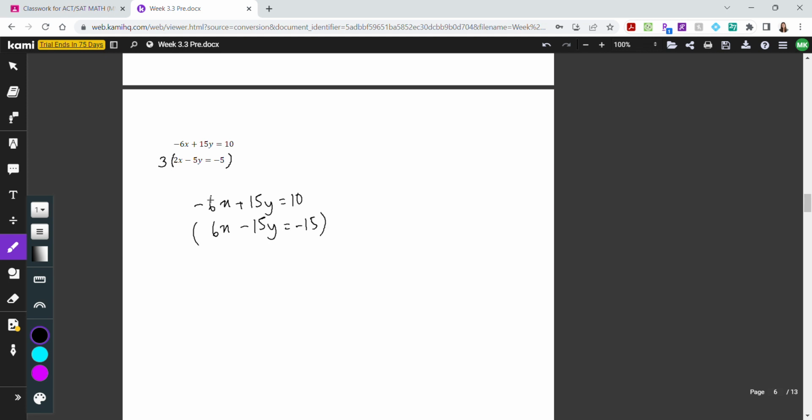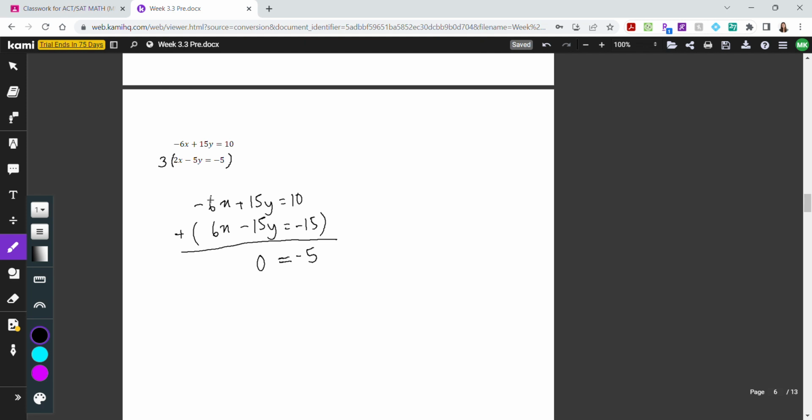I want to get rid of this, so we're going to add the equations because they have different signs. Negative 6x plus 6x is 0. 15y plus negative 15y is 0. So 0 equals, 10 plus negative 15 is going to be negative 5. But hold up, 0 is negative 5? No, that's not true. That doesn't make sense because 0 is 0, negative 5 is negative 5.